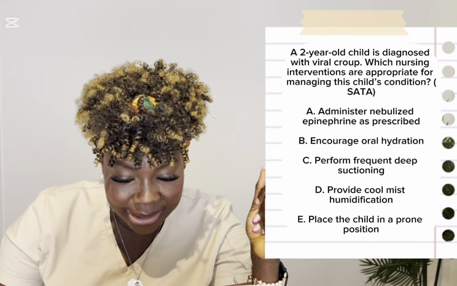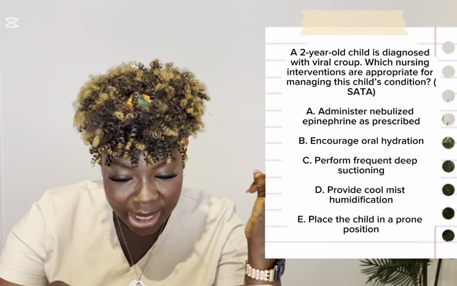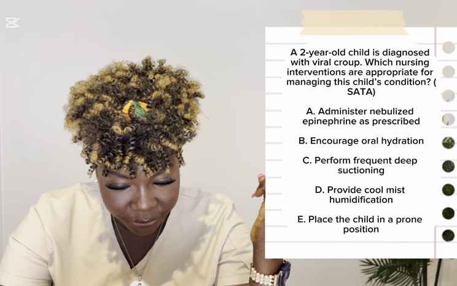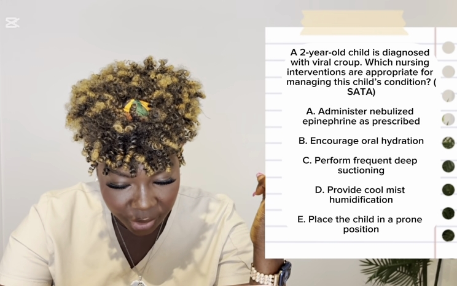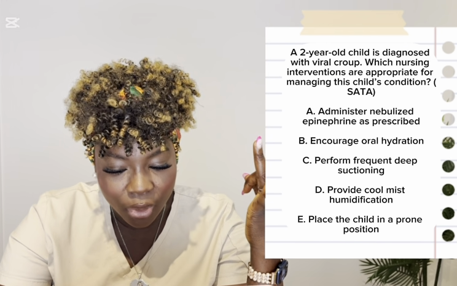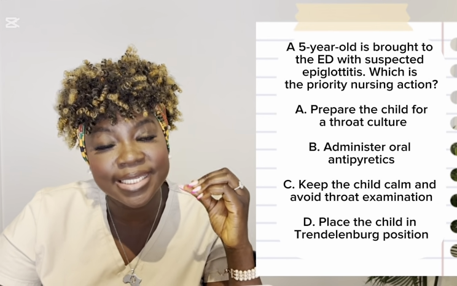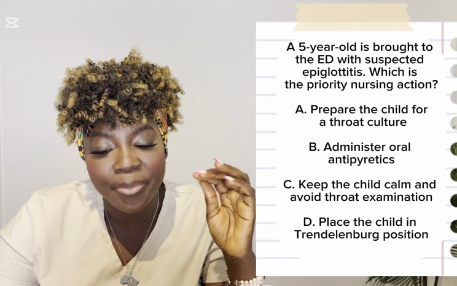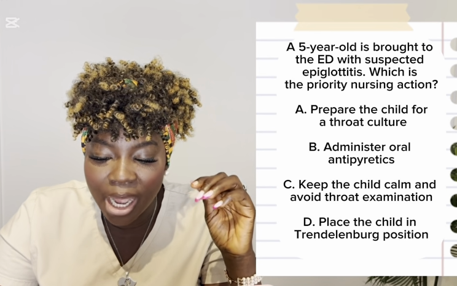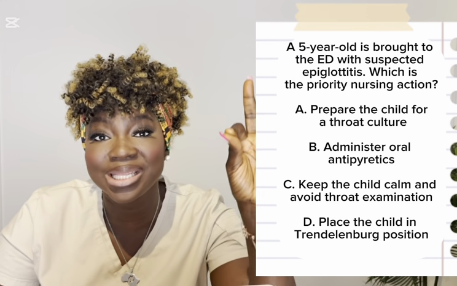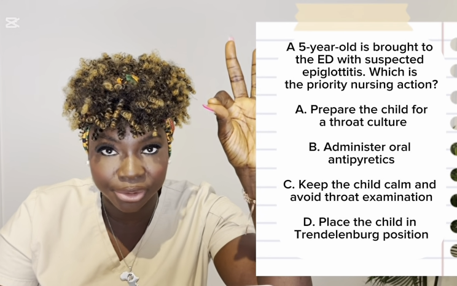Now our right answer is A, B, D. Administer nebulized epinephrine, encourage hydration, and D, cool mist humidification. Okay, now let's move on. A 5-year-old is brought to the ED with suspected epiglottitis. Now, which is the priority nursing action?